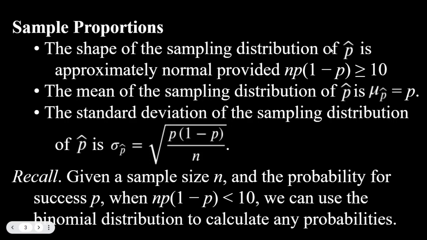Recall, given a sample size n and the probability of success p, when n times p times 1 minus p is less than 10, we can use the binomial distribution to calculate any of those probabilities. So if we don't have a large enough sample size, we can go back and use binomial probabilities.